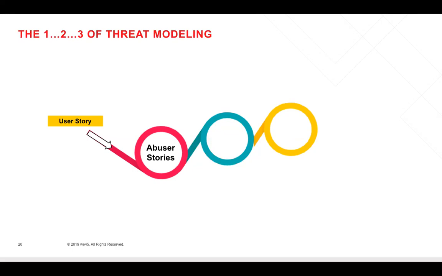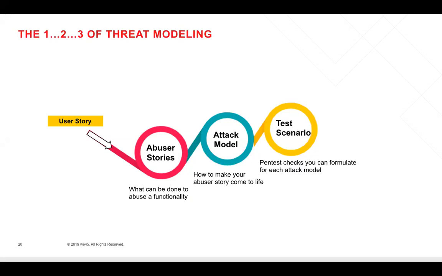So you're essentially saying, let's talk about a user story and see what potential abuser stories could come up from that user story. Like we said, what can be done to abuse the functionality. And then from that, you derive what is called an attack model, which essentially is how do you make your abuser stories come to life, which is slightly getting into the various permutations that could potentially go wrong, and how you would go ahead and weaponize it. And once you've done that, you essentially start writing your test scenarios.